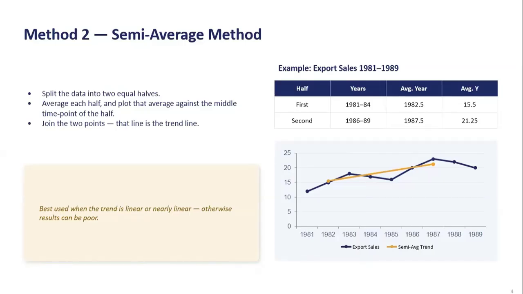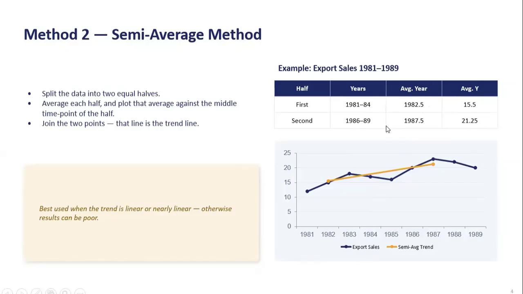To the same data, I am applying the semi-average method. Since we have 9 years of data, which is an odd number, we leave out the middle year, 1985. Then we divide the remaining years into two equal groups. The first half contains the data 1981 to 84 and the second half contains the data 1986 to 89. Now we calculate the average export sales for each half.